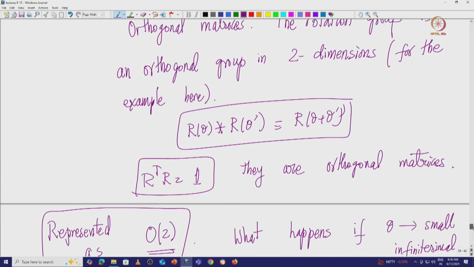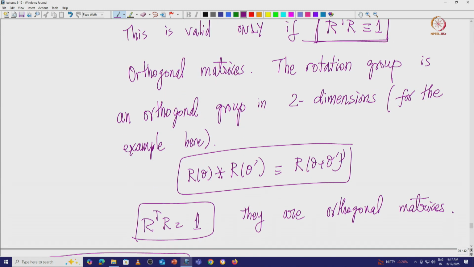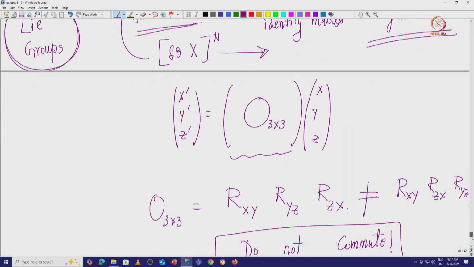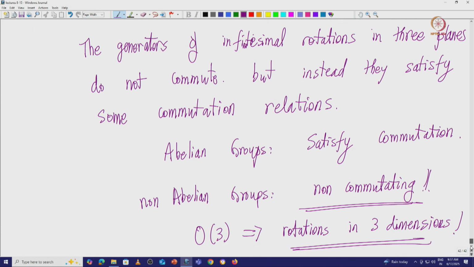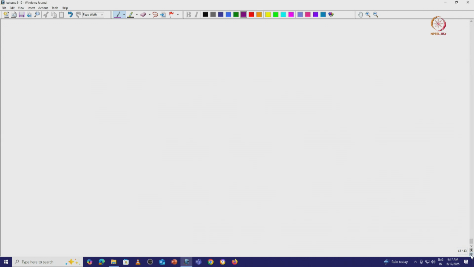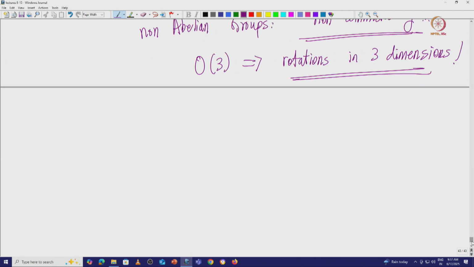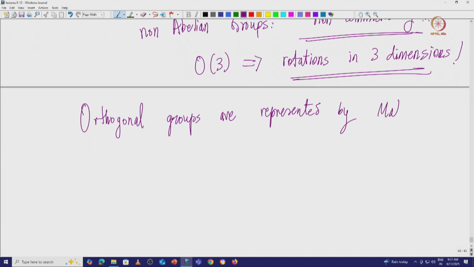And now let's look at what orthogonal groups are in detail, and then we'll also look at dimension 3 orthogonal groups, where we stopped our discussion last time. Okay, what are orthogonal groups? Orthogonal groups are represented by matrices which are orthogonal to each other.